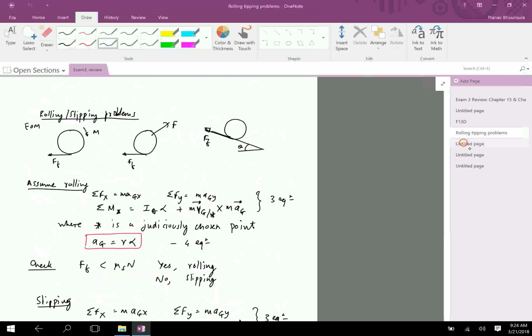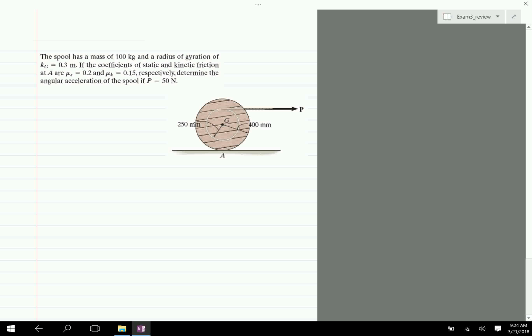Okay, next we're going to do a rolling sliding problem. I think this is an important problem because if you do not see it in the exam on Friday, you should definitely see it in the finals. Every time I've taught this course, we've asked this question.